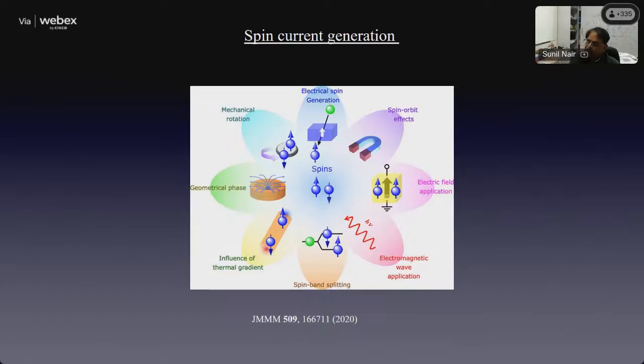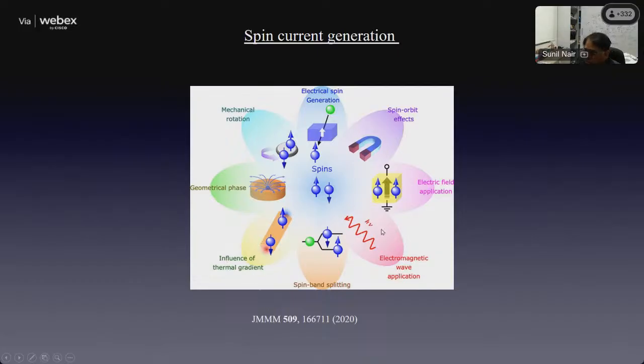Now, how does one generate spin current? In this case, I have talked about the spin Seebeck effect, which means that I am generating a spin current by applying a temperature gradient. But that is not the only way in which one can generate spin currents in solids. You can generate them through a number of techniques. What I have been talking about so far is this one, because that is something which is closer to my heart and I do it in my lab using a temperature gradient. But that's not the only way.